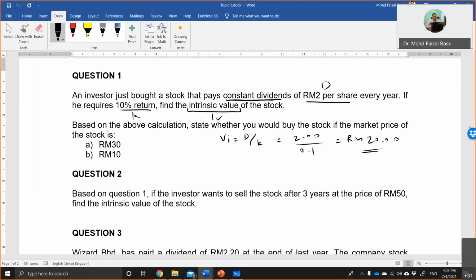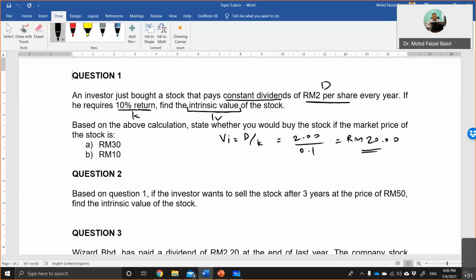The second option is, sorry, it's not option, situation. So based on the first situation, the market price is 30 ringgit. So should you buy the stock or not if it's selling at 30 ringgit? No. Okay, know why? Okay, the reason is only two. It's either under or over.